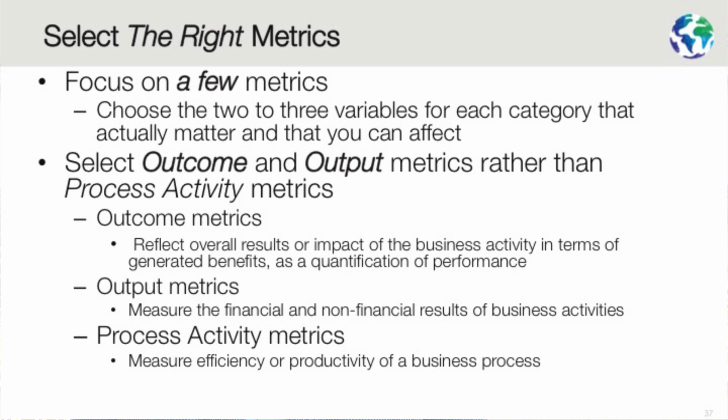It is very important to select the right metrics. Too many metrics will confuse your organization. You must focus on a few metrics. Choose 2 or 3 variables for each category that actually matter and that you can actually affect. It is better to select outcome and output metrics rather than process activity metrics. The process activity metrics measure the busyness of your organization, the efficiency or the productivity of a business process, while outcome and output metrics measure what you deliver.